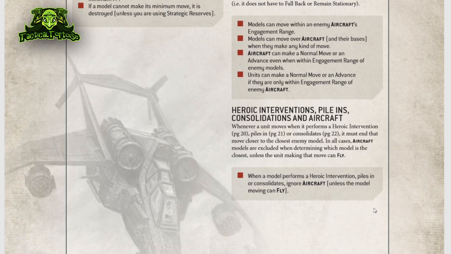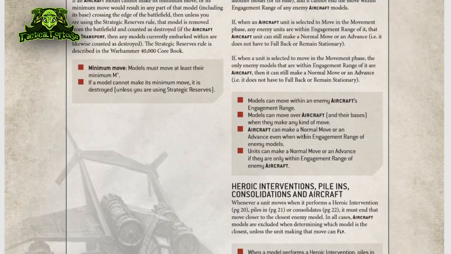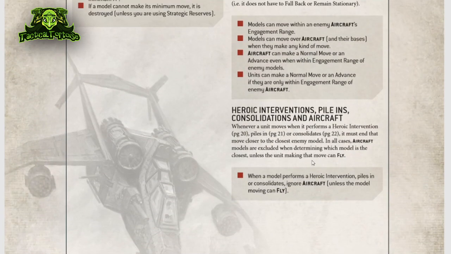A couple notes with this: obviously, if the model can fly, they ignore this restriction. And in addition, there's nothing that says that the aircraft doesn't trigger a Heroic Intervention. So sometimes you can use this a little bit funkily, and you can still use aircraft that get a little bit too close to get your characters up the table a little bit farther, moving them within 1 inch, and then using that Pile In, Consolidate, just keeping in mind that the aircraft doesn't count as the closest model.